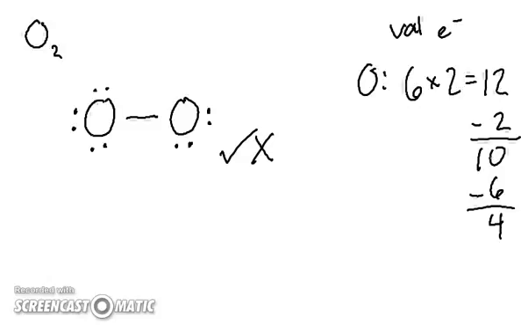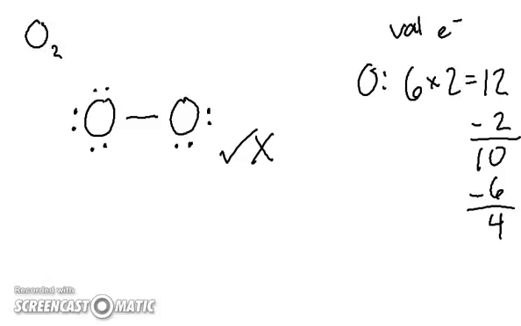The way that we get up to octets on all of the atoms is by sharing more of the electrons. What this means is that instead of having just single bonds, one pair of shared electrons between each pair of atoms, we may have to do double or triple bonds, cases in which we have 2 pairs or 3 pairs of shared electrons between the atoms.